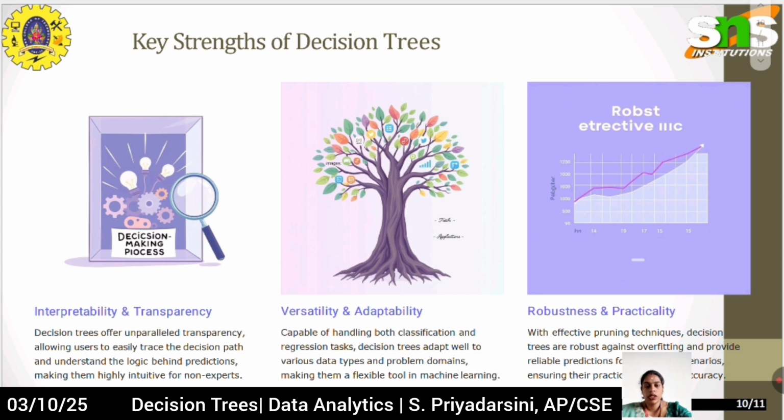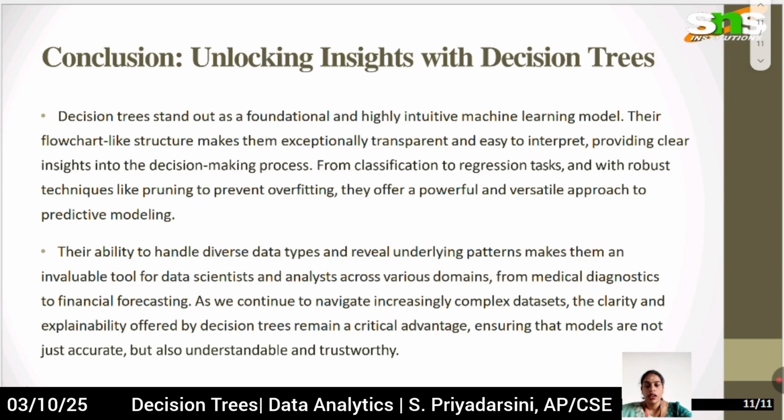Next, we will see about the key strengths of decision trees. Let's have a quick recap of the key strengths. First, interpretability. Decision trees are transparent, making it easy to trace decisions. Second, versatility. They can handle both classification and regression tasks. And third, robustness. With pruning, they perform reliably even on real-world noisy data sets. This makes them one of the most practical tools for data scientists.